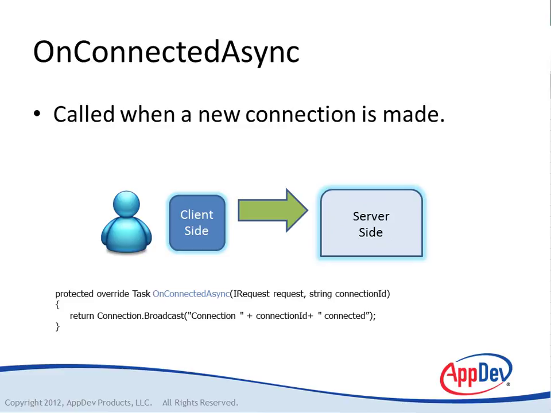Here's an example of the code. Here we have a task for the onConnectedAsync, receives an IRequest and the connection ID. All we're returning here is a broadcast message saying that the connection was made, but you could obviously fire off other methods or procedures that need to be done when a new client connection is made to your application. So let's look into Visual Studio and see how this is done.